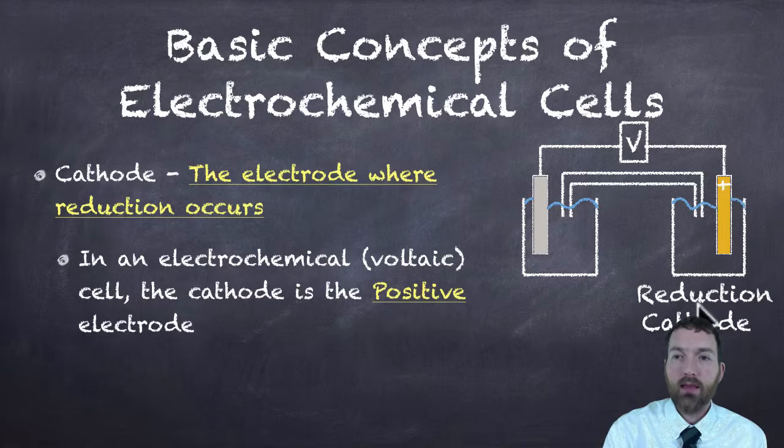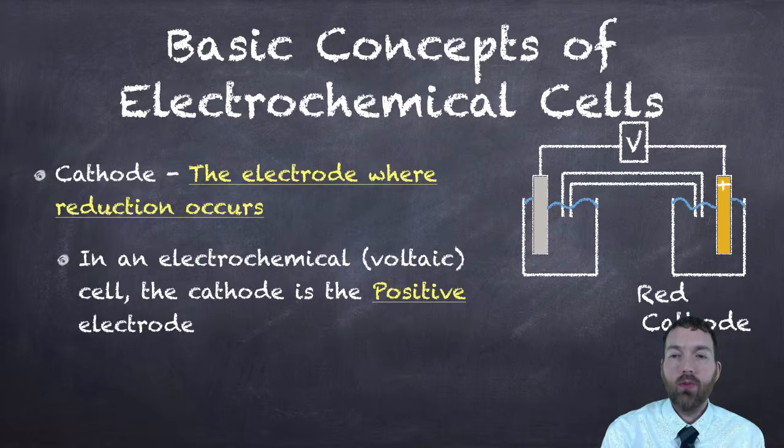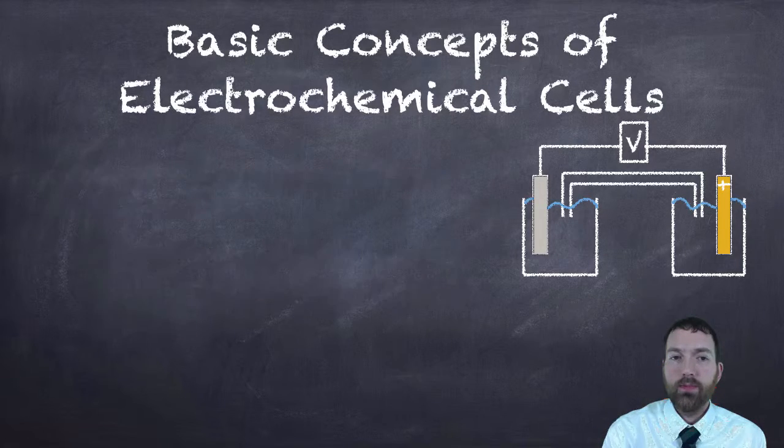Once I know what the cathode is, I can label it positive, and that can help in answering questions later. One way to remember that reduction happens at the cathode is if we take away some of these letters here, I can reduce this down to red cat. So think of a red cat, and you remember that reduction happens at the cathode.